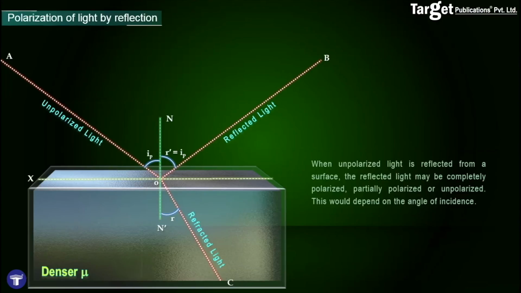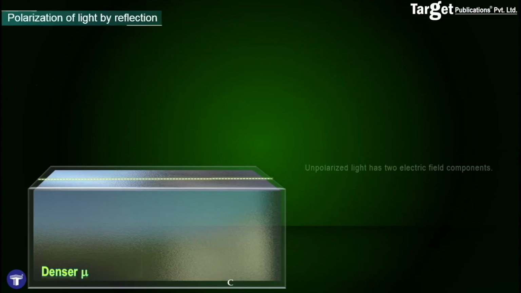Now, if the angle of incidence is 0 or 90 degrees, then obviously the reflected light will also be unpolarized. But for an angle of incidence between 0 and 90 degrees, at some angle, we will be able to make sure that the reflected light is completely polarized. So how do we do this? We do this by understanding that unpolarized light consists of two electric field components.